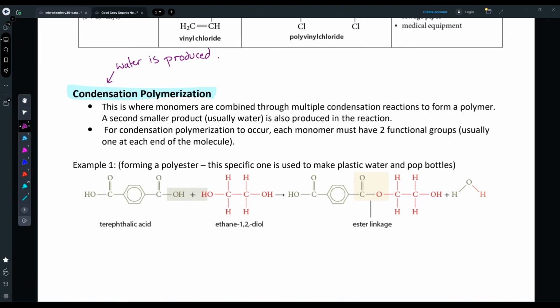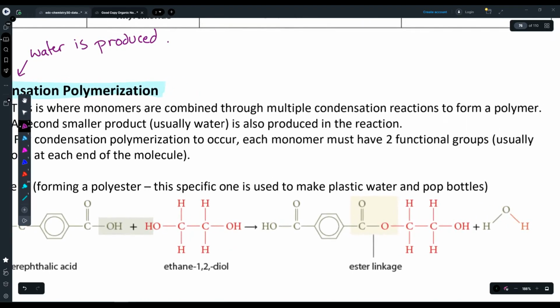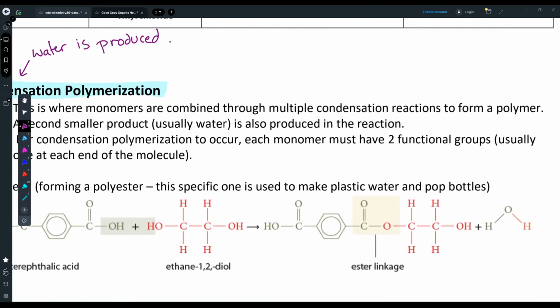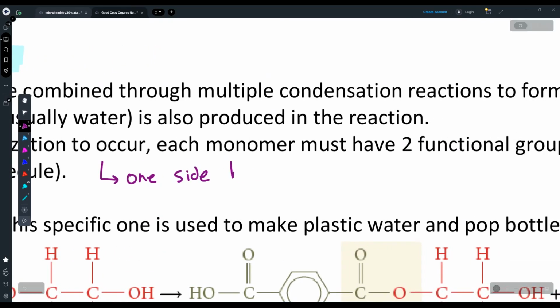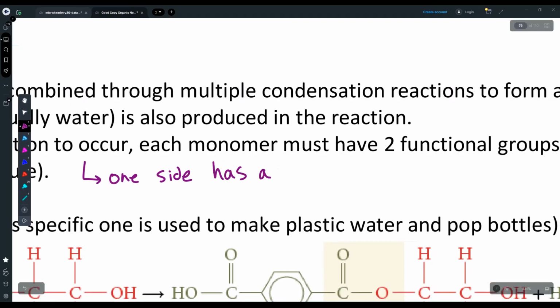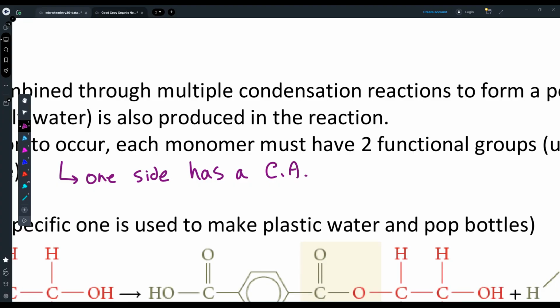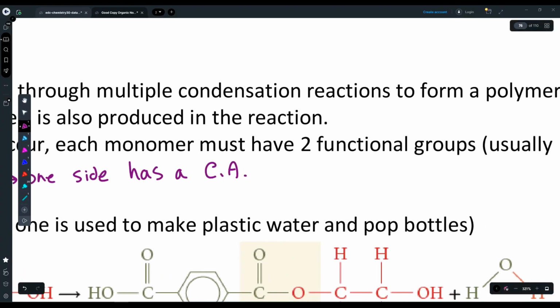For condensation polymerization to occur, each monomer must have two functional groups, one at the end of each molecule. With this example in particular, one side has a carboxylic acid, and the other side has an alcohol group.